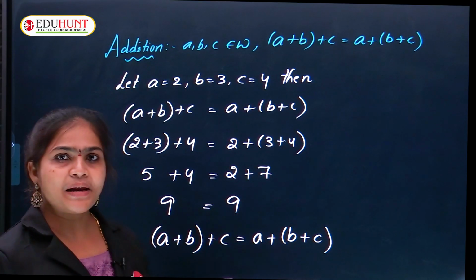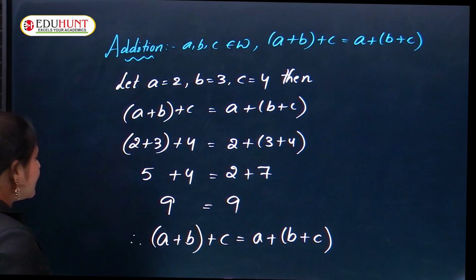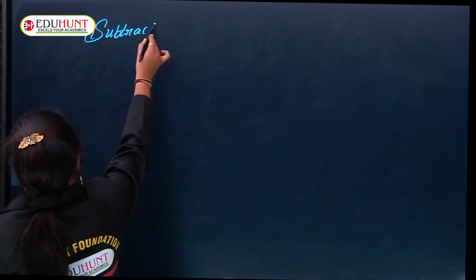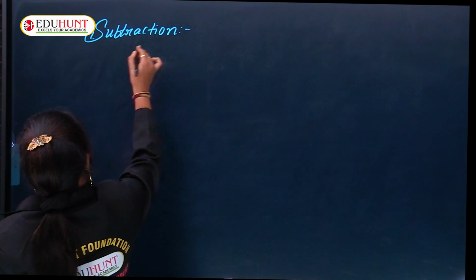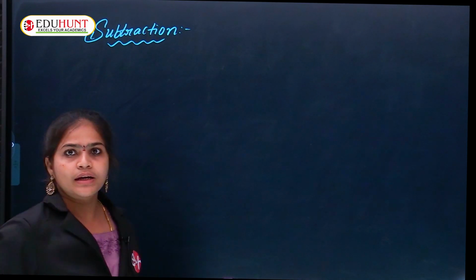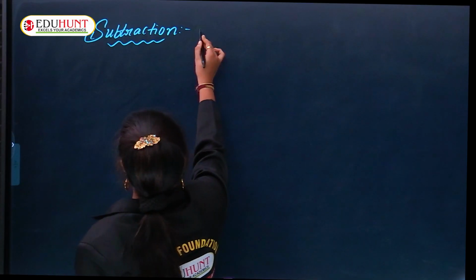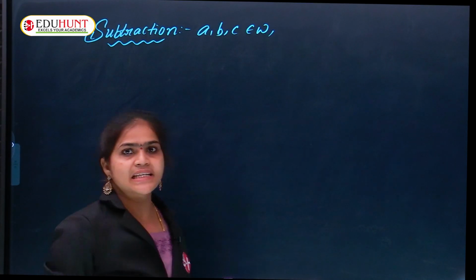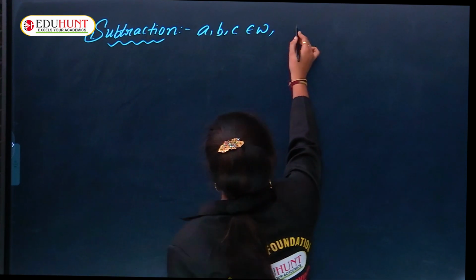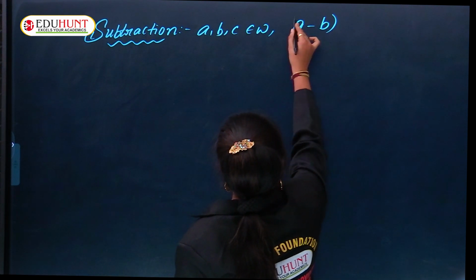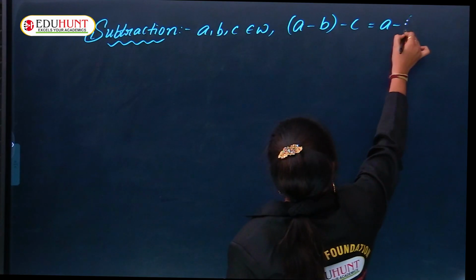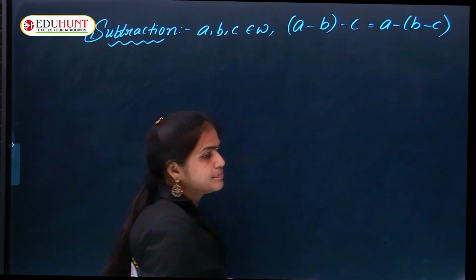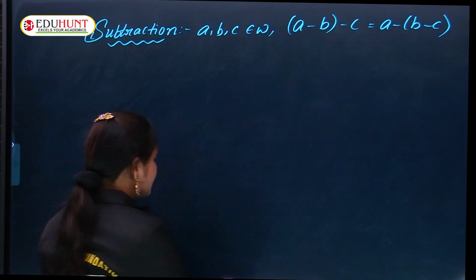Now come to subtraction. Is it satisfied or not? See here. The subtraction condition: A, B, C belong to whole numbers. Now, is (A minus B) minus C equal to A minus (B minus C)?